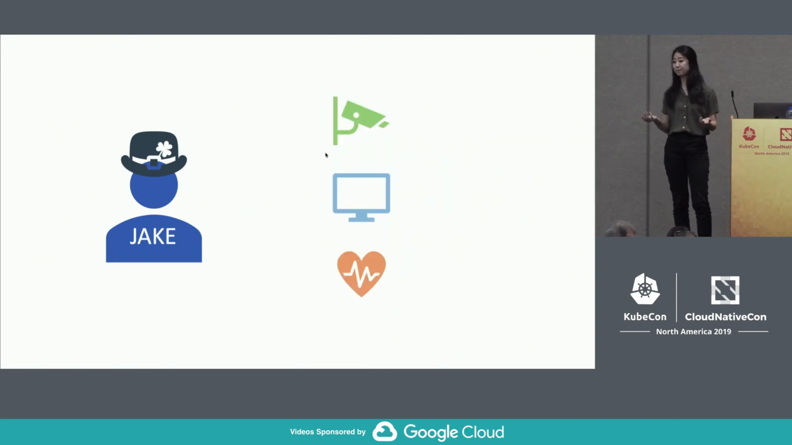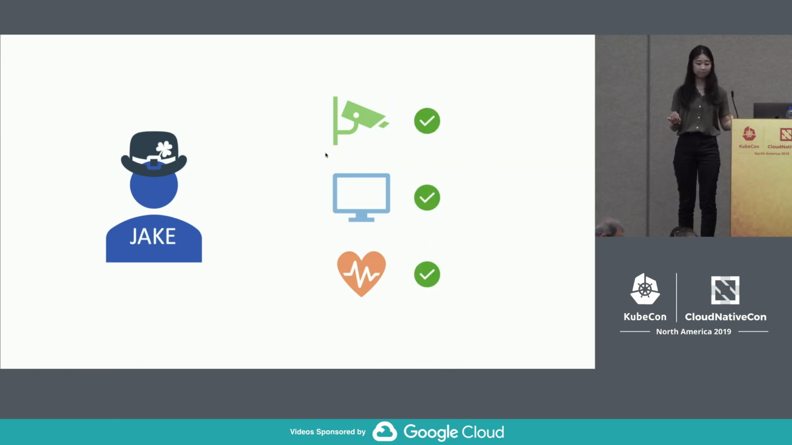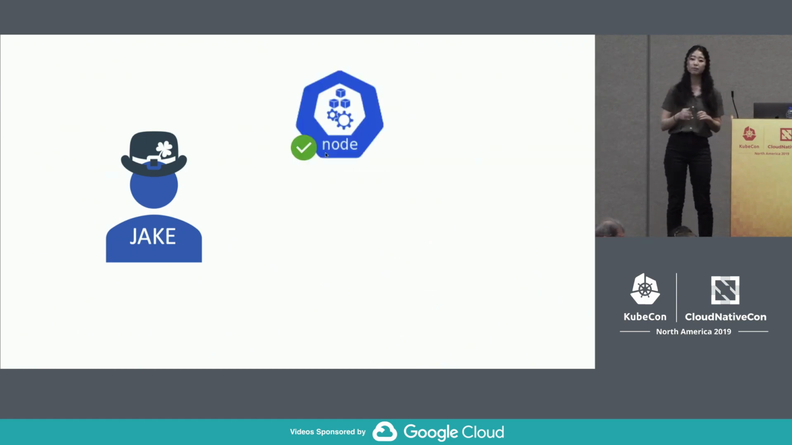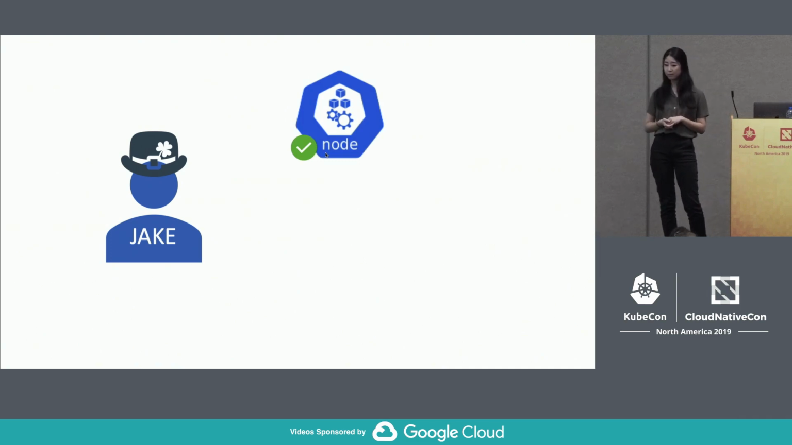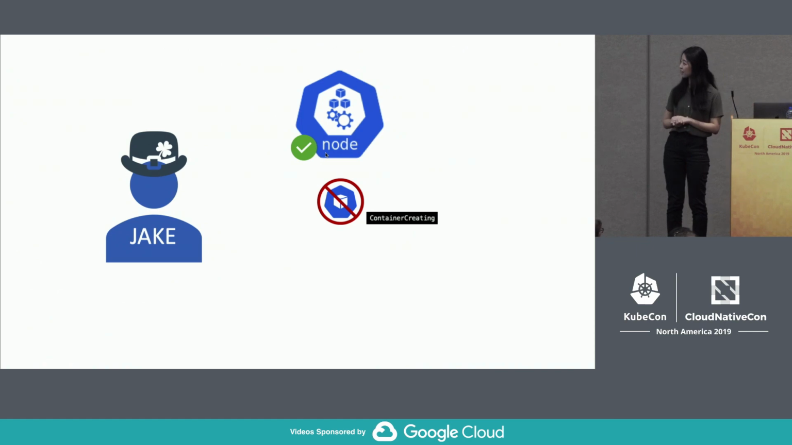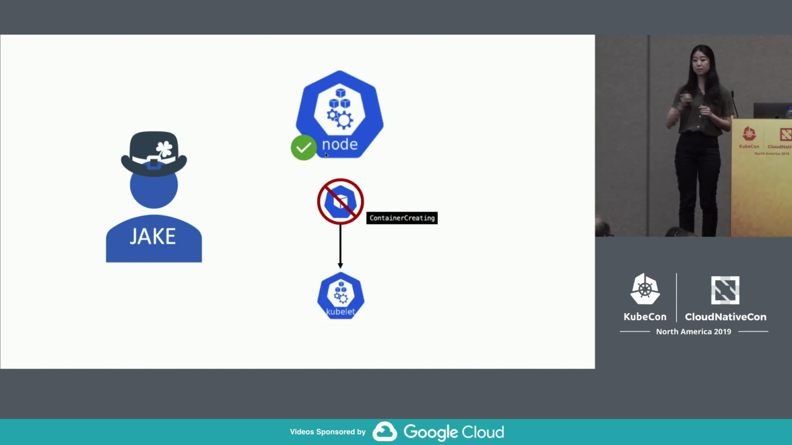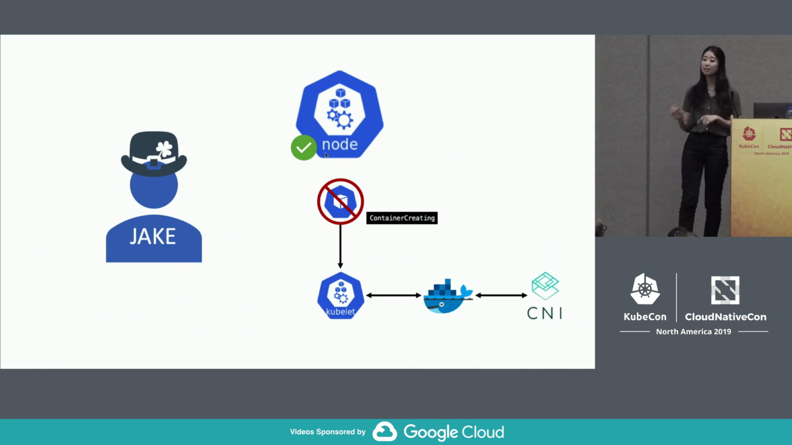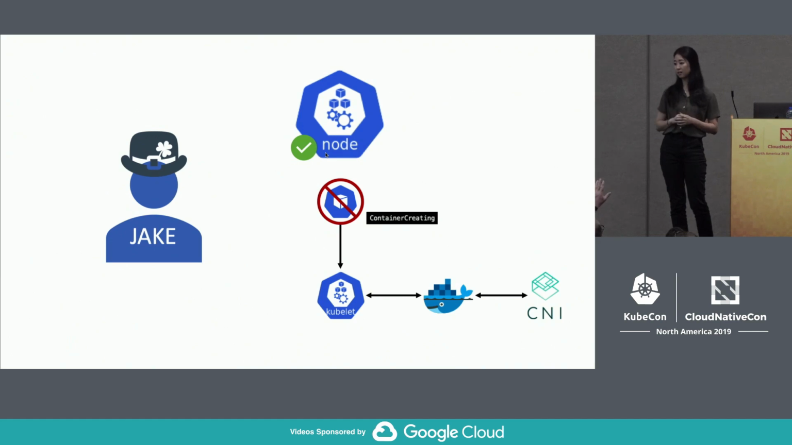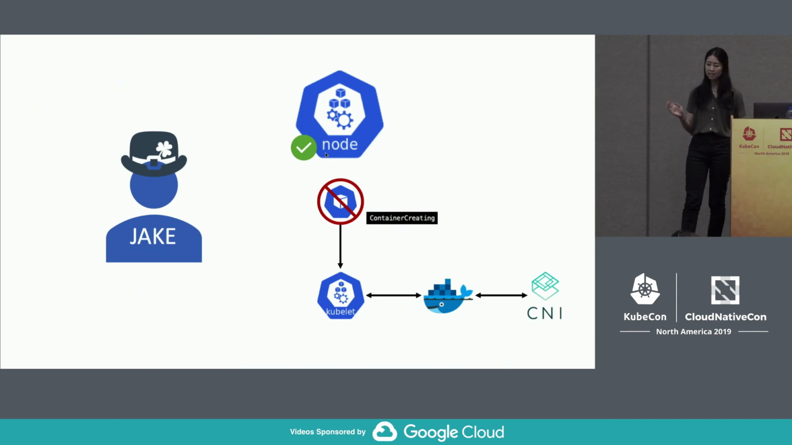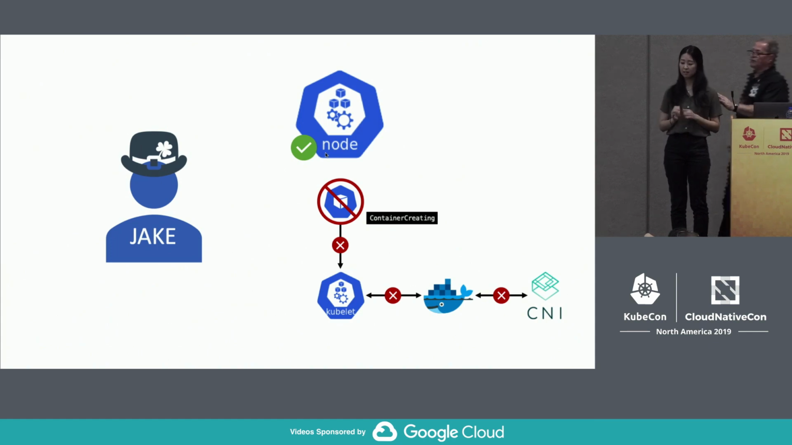He looks at his monitors, and they all look good. Next, he looks at the node that the pod was provisioned on, and the node looks fine as well. So Jake looks into this container creating error, and he observes the following scenario. When a pod requests for a container to get created, Kubelet observes this change and communicates with Docker. Docker, in turn, communicates with the CNI to get an IP allocated for this container. However, something was wrong with the CNI where it was being slow or buggy, and it failed to allocate the IP for that container, thus resulting in this pod being stuck in container creating.